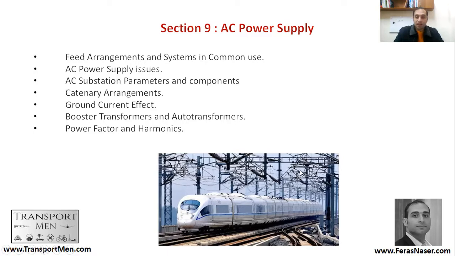This looks like an auto transformer. Also, I'm not 100% sure, but this looks like an auto transformer. Power factors and harmonics. Where are the losses and how can we avoid those losses?